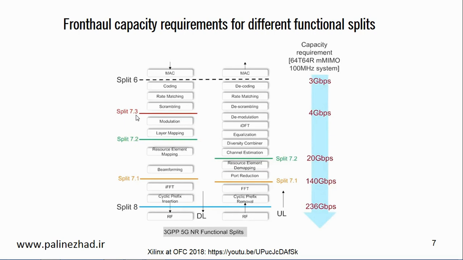Here, split 7.3 and 7.2 seem more realistic because they keep the massive MIMO and beamforming on the radio unit side. Split 8, where the physical layer is completely implemented at the distributed unit side, seems more impractical because it needs an eye-popping 236 gigabit per second link. It's enough for the presentation slides. Now we will move to the Visio file to check the architecture.